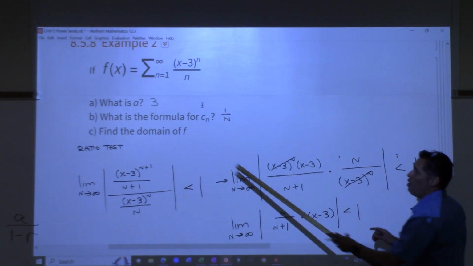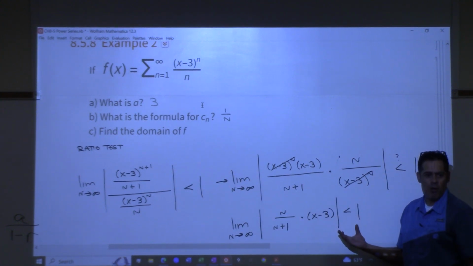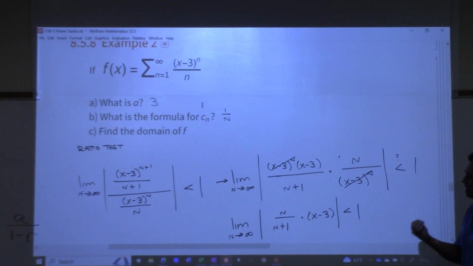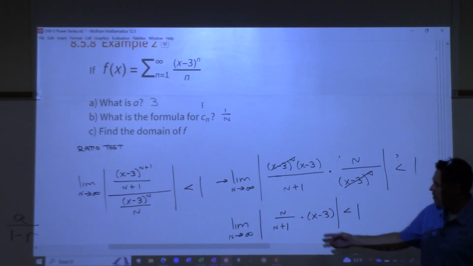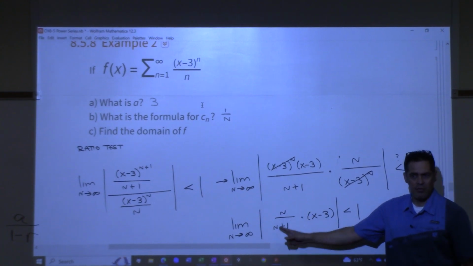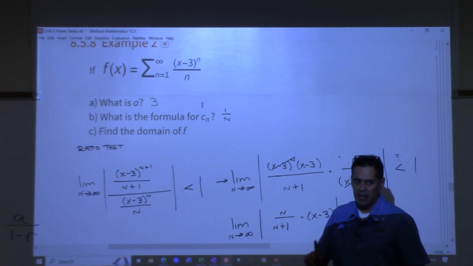I already know that if I let x be 3, this is 0, and that's definitely less than 1. But the question is, are there any other values of x that would make it less than 1? Take your limit, let n go to infinity. What do you get this time? L'Hopital, you get 1, right? This goes to 1. That doesn't go to infinity, right?